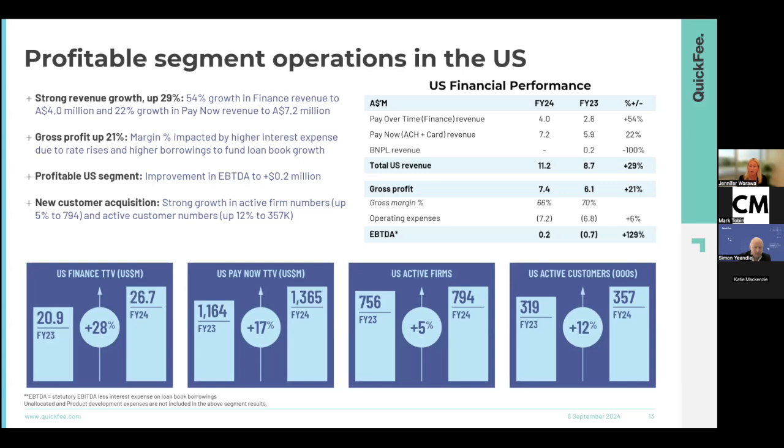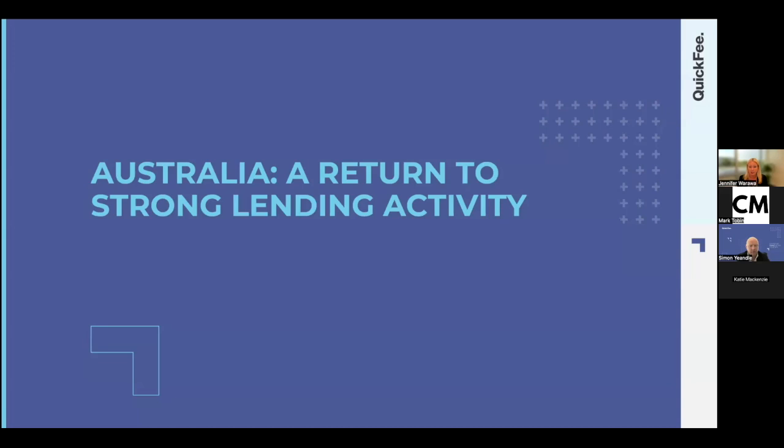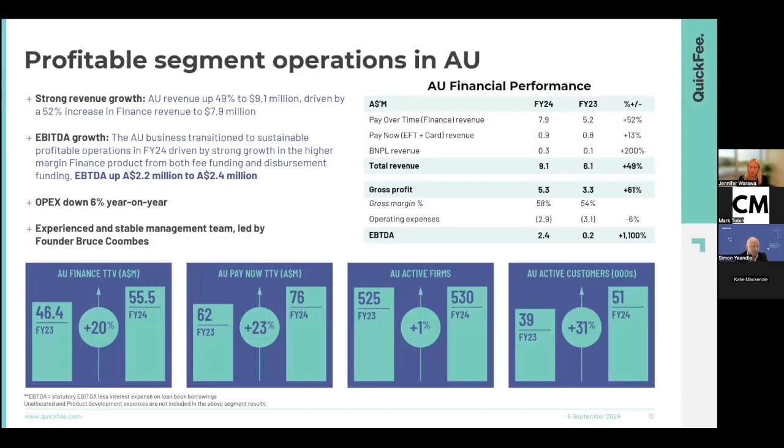Let's take a look at how Australia did in FY24. Australia had a very strong FY24 with revenue up 49% on FY23. We saw record lending volumes and also yields, both from the fee funding and the legal disbursements funding product. For a mature market, this is a fantastic result and a testament to the hard work the team has put in over the last year.